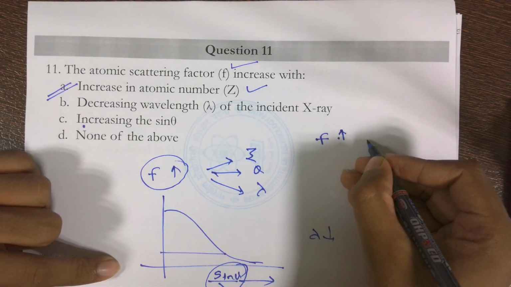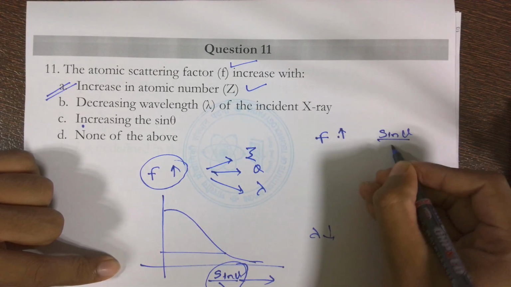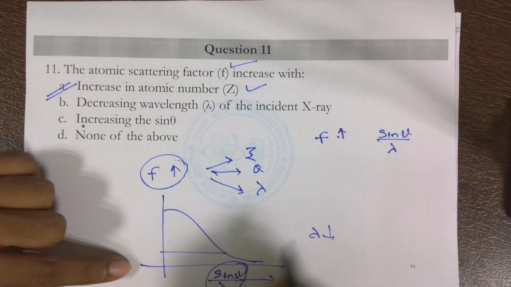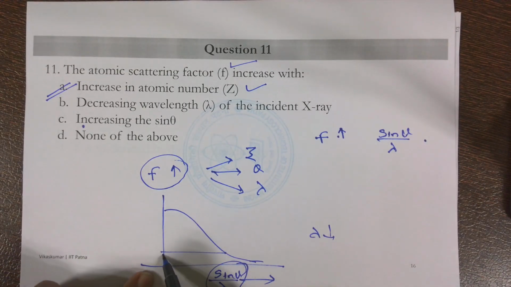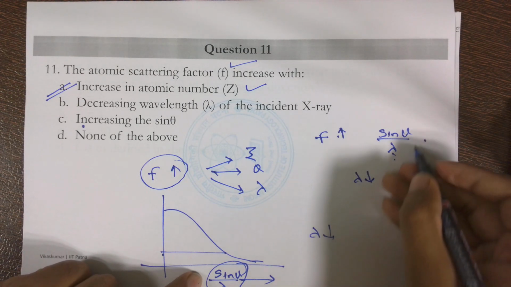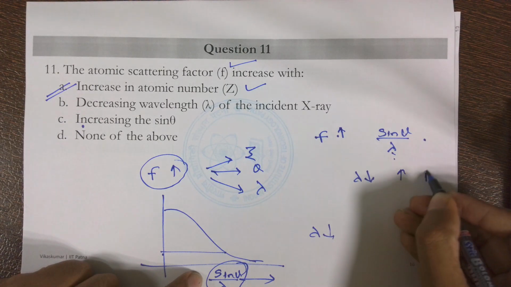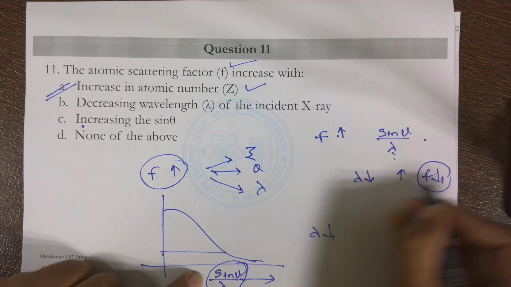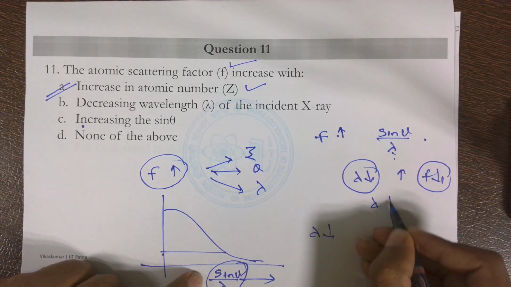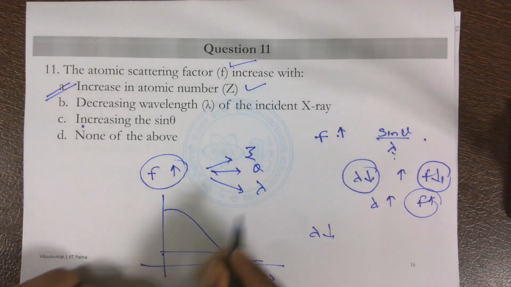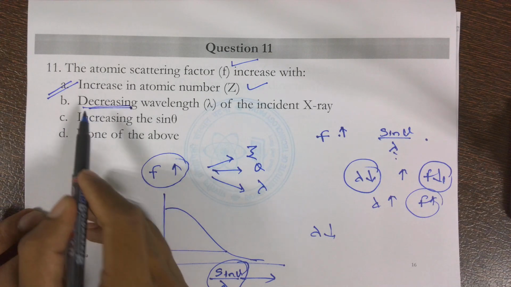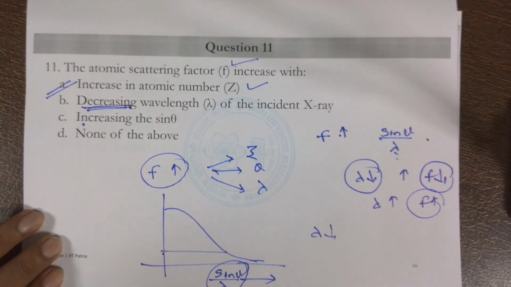We want to increase the f. f is sin theta by lambda. If theta increases, it means that this f is going to decrease. If lambda is decreasing, it means that this entire term is increasing. It means that the f is decreasing. So if I want to increase the f, I should increase the wavelength, right? So the wavelength should increase to increase the f. If I would have written increasing instead of decreasing, then B would be the right answer over here.